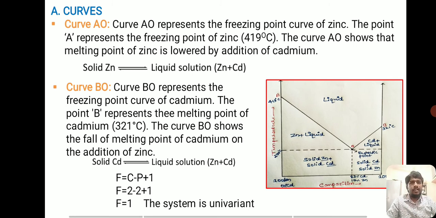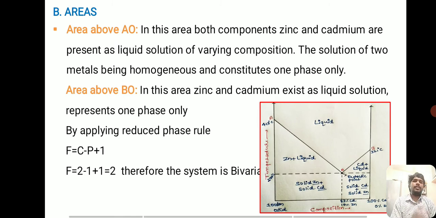So by applying reduced phase rule, F is equal to C minus P plus 1. So F is equal to 1. So the system is univariant. Coming to the areas, we have two areas. One is above AO and another one is above BO. The first one, area above AO. In this area, both the components, that is zinc and cadmium, are present as liquid solution of varying composition. The solution of two metals being homogeneous and constitutes one phase only.